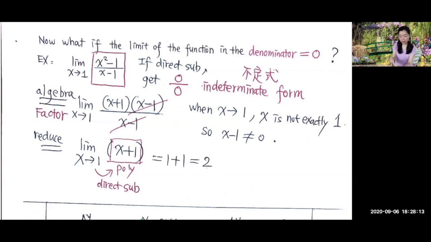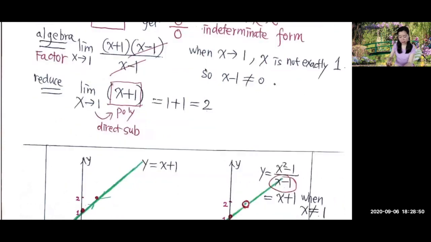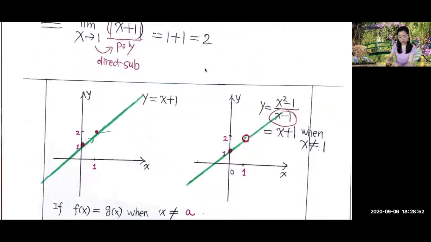Now notice that over here, x minus 1 is not equal to 0 yet, because as x approaches 1, x is not exactly 1. So the x minus 1 here is not exactly equal to 0. So you're not dividing by 0, up and down, okay?